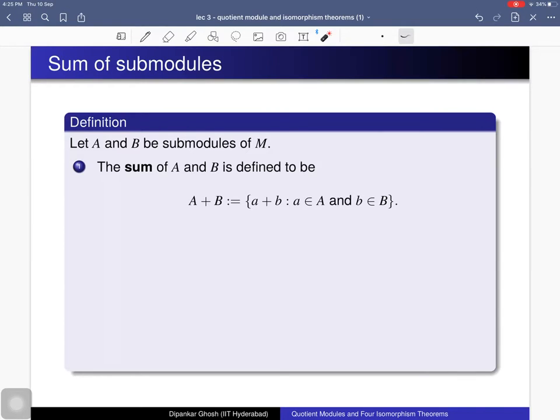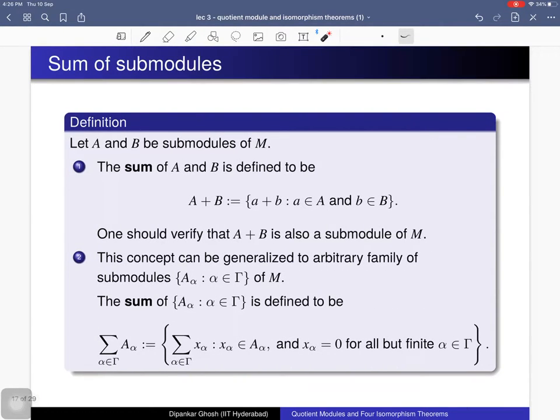Now if we prove that A plus B is closed under addition as well as scalar multiplication, then this A plus B is actually a submodule, and these things are very easy to verify. So A plus B is a submodule of M, and we call it the sum of the submodules A and B.